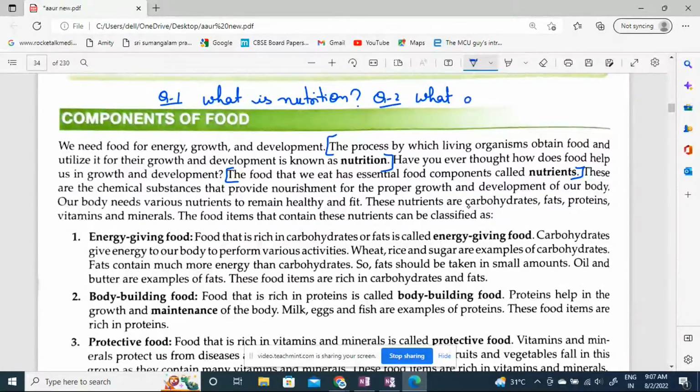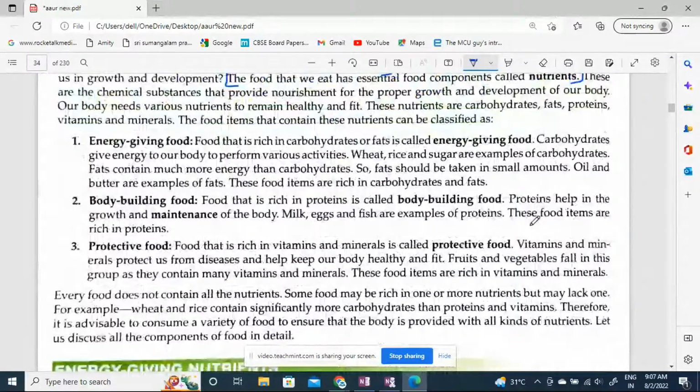Question number 2, what are nutrients? And you just leave the space to write the answers after the lecture. What are nutrients? The food that we eat has essential food components called nutrients. Now, nutrients can be classified into 3 parts. So how can the nutrients be classified? There's one question next. What are different types of nutrients?